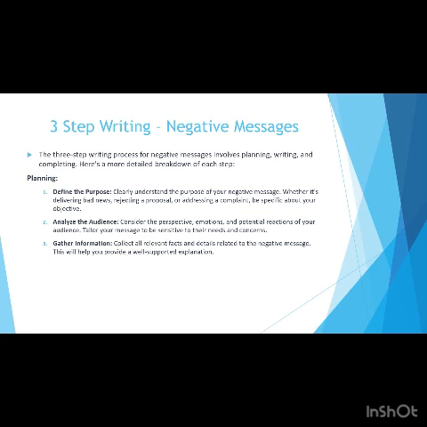Then you have gathering information. So here you're going to collect all relevant facts and details related to the negative message. So this will help you provide a well-supported explanation. So for example, collect details about why the proposal was rejected. Maybe it was due to budget constraints or strategic alignment issues. Having these facts will help you explain the decision clearly.